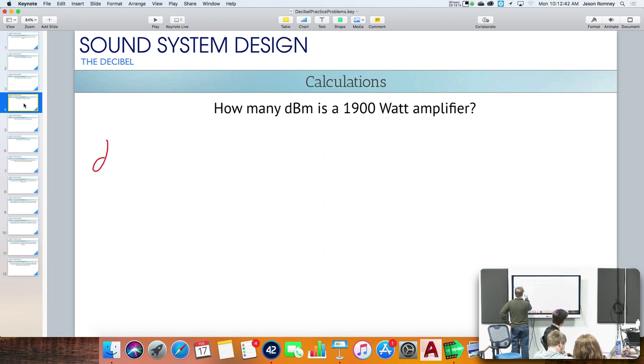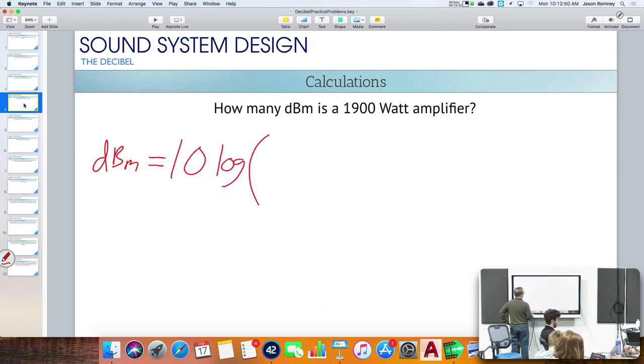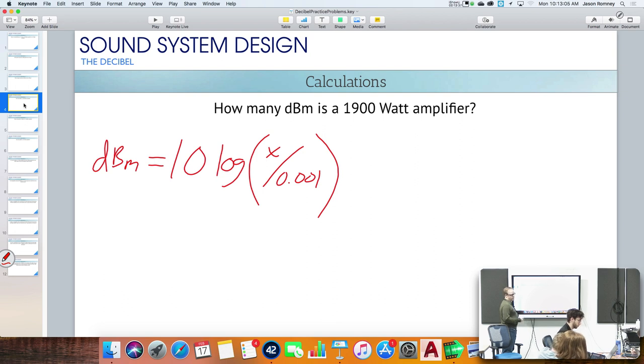Well, what about just any net value of dBm? So it's 10 times the log of any value of watts divided by 0.001, because 0.001 is the reference level for dBm. You should be able to put any power level in there for X, and you'll get that power level in dBm on the output of this equation.